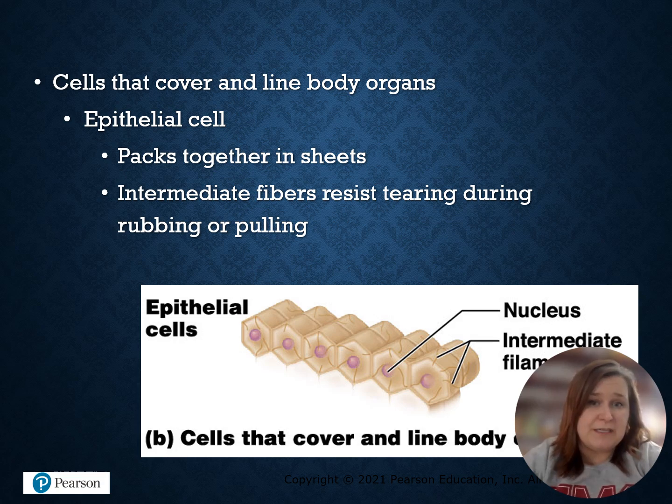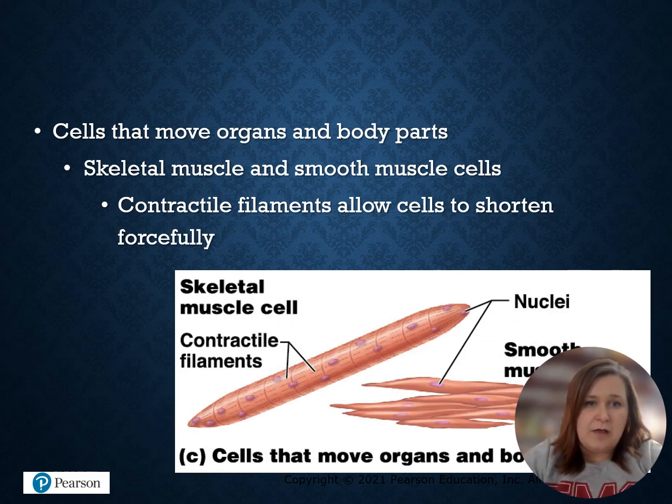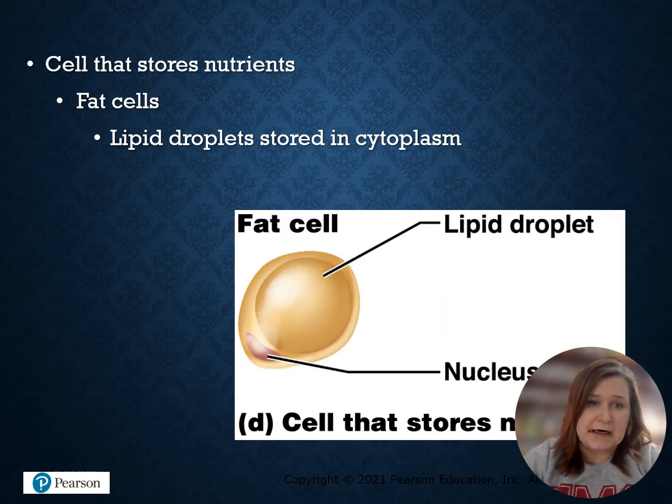Epithelial cells are going to cover and line bodily organs. So these pack together in sheets, and then they have these little intermediate fibers that are going to resist tearing when these sheets are rubbing or pulling on each other. We're also going to have cells that can move organs and body parts. So these are going to be things like skeletal muscle and smooth muscle cells. And these are, at the most basic level, just contractile filaments that are going to allow cells to shorten and lengthen forcefully to create that movement whenever we need it.